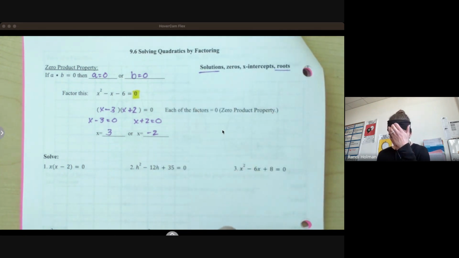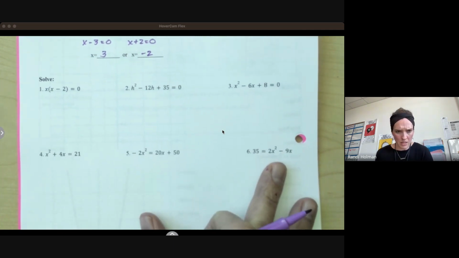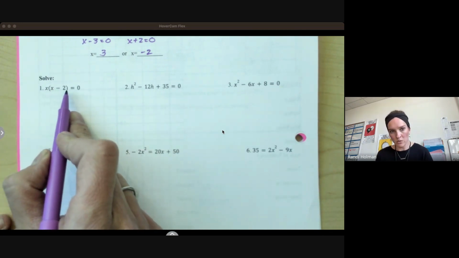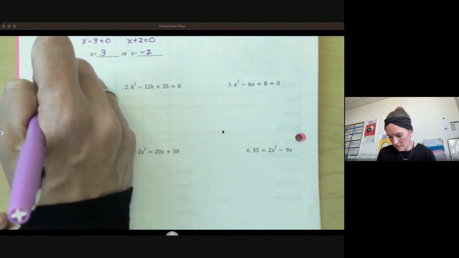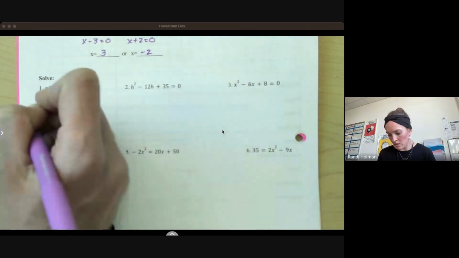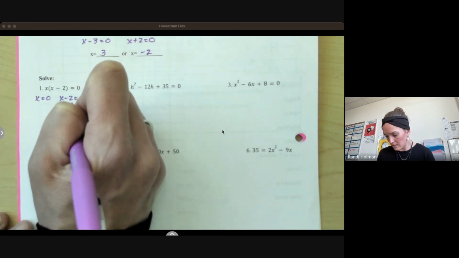Same process we're going to use for the other problems. We're going to get it into factored form. Once it's in factored form equal to 0, you can set each of the factors equal to 0 to solve. This first example here, it's already in factored form, right? x times x minus 2, which means either x has to equal 0 or x minus 2 has to equal 0. So this one's already solved. This one is pretty quick to solve, x equals 2.